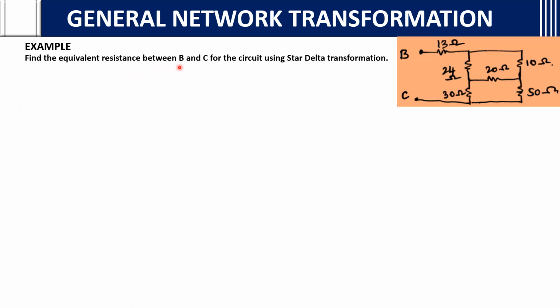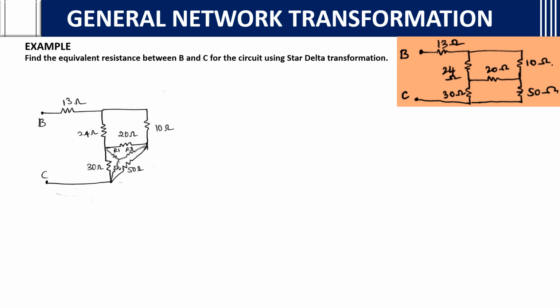Find the equivalent resistance between B and C for the circuit using star delta transformation. This is a previous year question paper's question, so I wanted to solve it. I am solving it now. It is also easy. We will see.